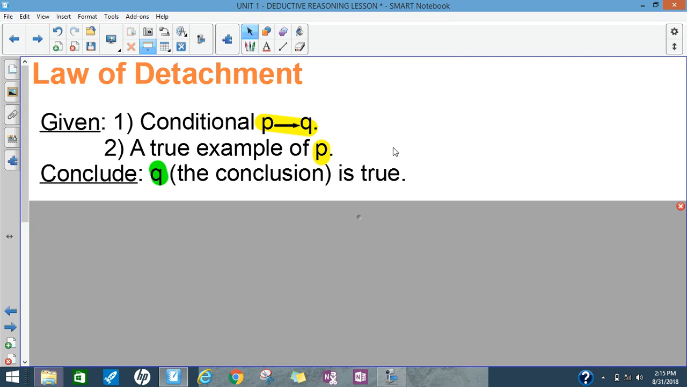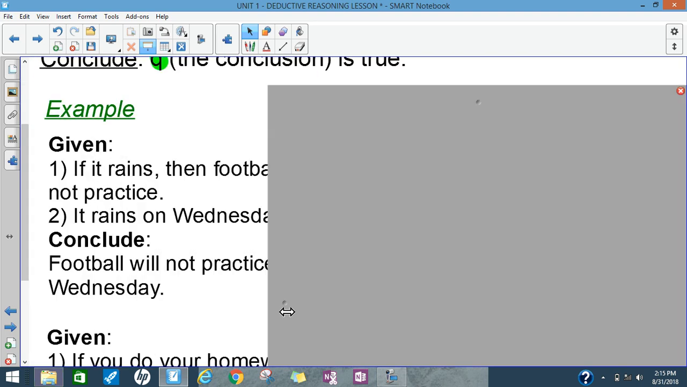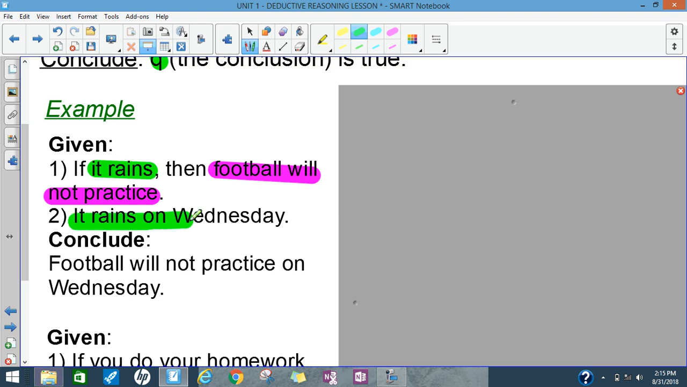That's a lot easier to make sense of if we look at an example. Here I'm going to use green to highlight P, and pink to highlight Q. P is it rains. Q is football will not practice. So that's our if-then, our P Q. Then let's look at this next statement: it rains on Wednesday. The hypothesis was about it raining, and this is an example of it raining on Wednesday.